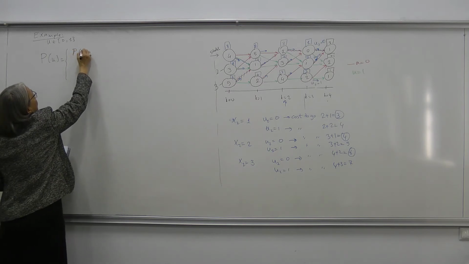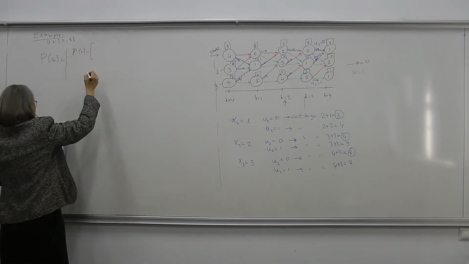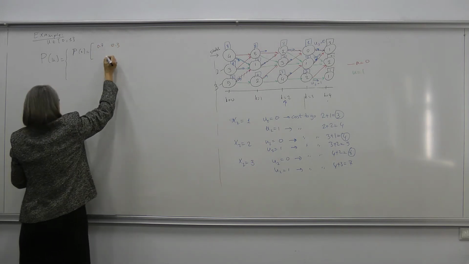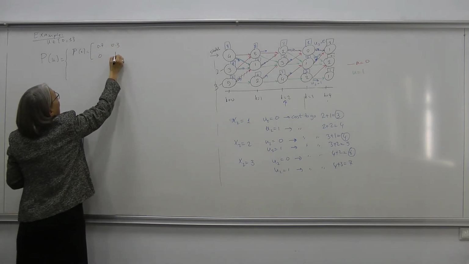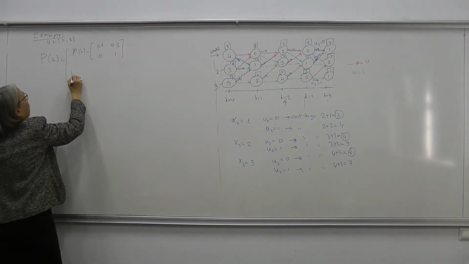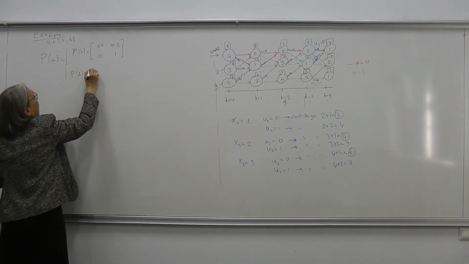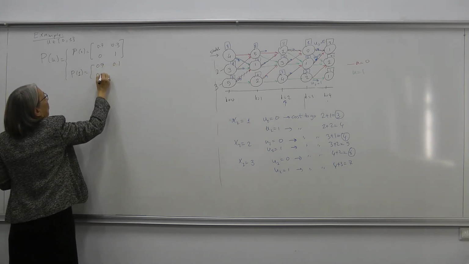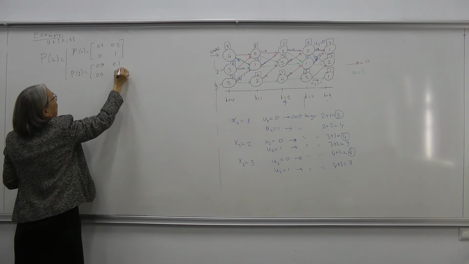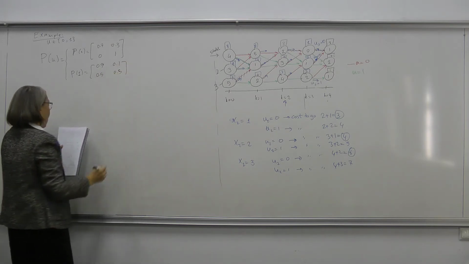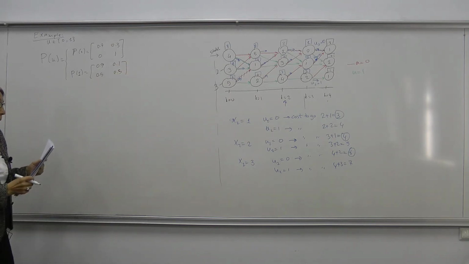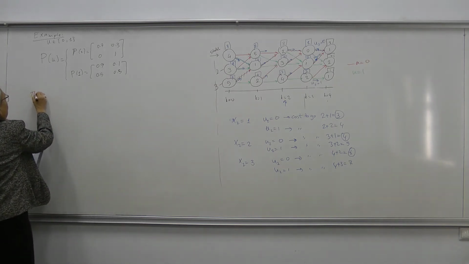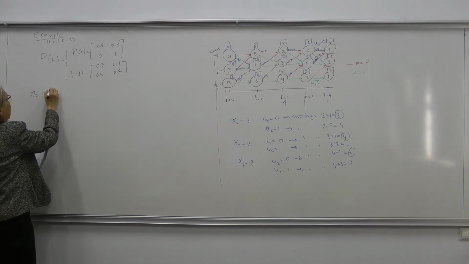P of 0 is given as 0.7, 0.3, and 0 and 1. And P of 1 is given as 0.9, 0.1, 0.5, 0.5. We have to specify an initial condition, pi 0. Say pi 0 is 1 and 0.